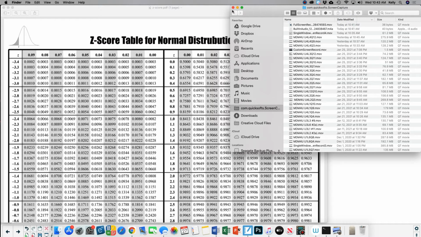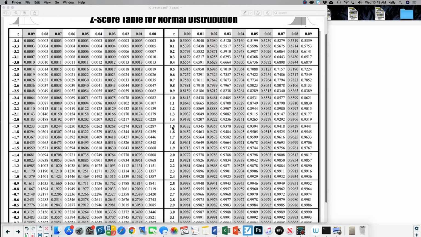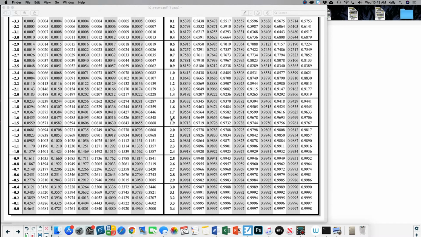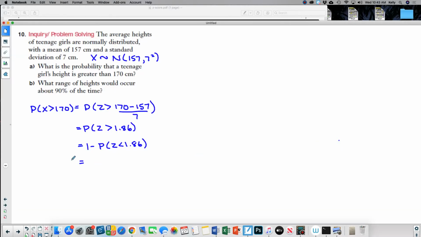Here's my z-score table. And we want to look up 1.86. So we're going to go over here. We need 1.8, which takes us to here, and then we need 6. So 1.8 and across to 6 is 0.9686. So 1 minus 0.9686, which gives us a final answer of 0.0314 or 3.1%.